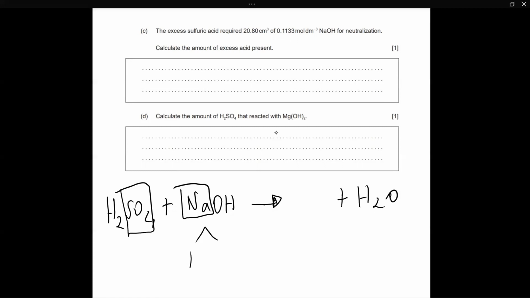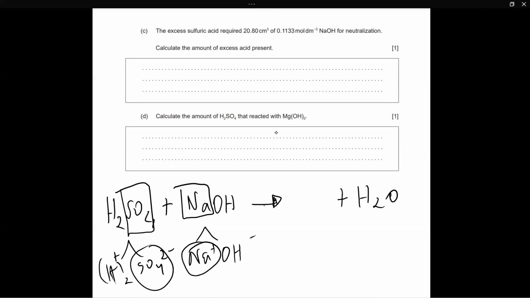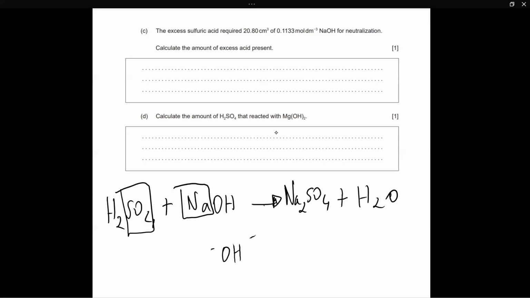Now, we have Na plus and OH minus, and we have H plus and SO4 2 minus. As you can see, if we want to balance the charges in the salt, which is going to be made up of this and this, we are going to need two sodiums. So the salt is actually going to be Na2SO4.